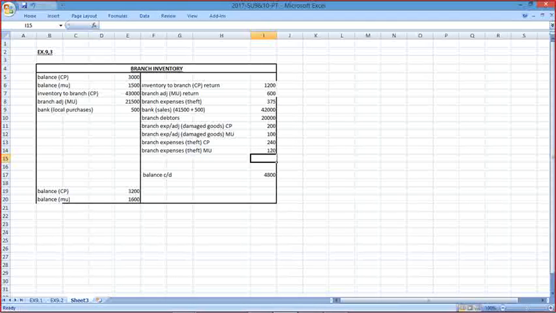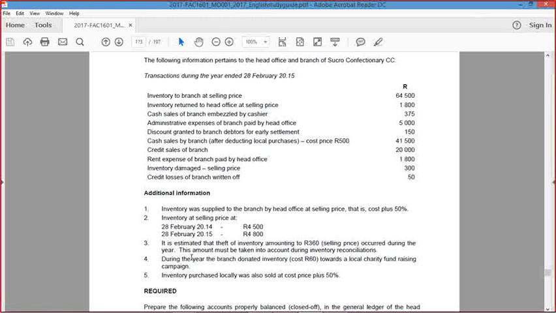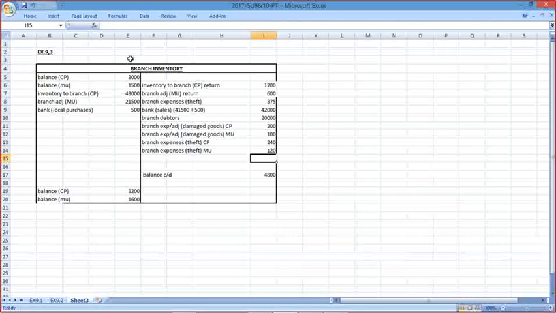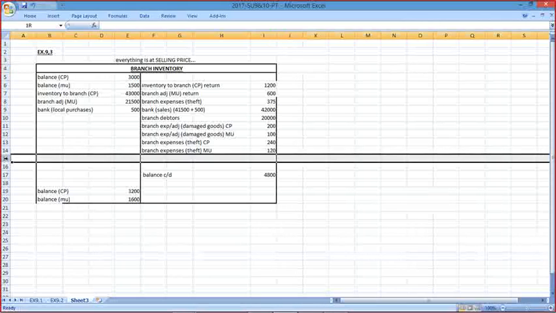Okay, next. During the year the branch donated inventory, so again we will credit the inventory account by 60 Rand towards a local charity fundraising campaign. Good. So they gave you cost. Do I still need to work out markup? Yes, because in this account everything is at selling price. It will be 30 Rand. So you do need to account for it.